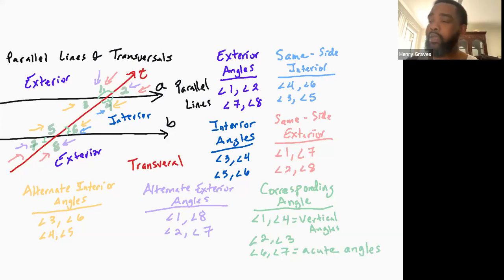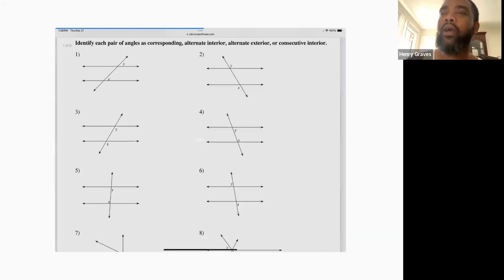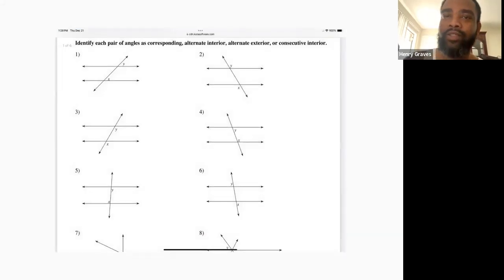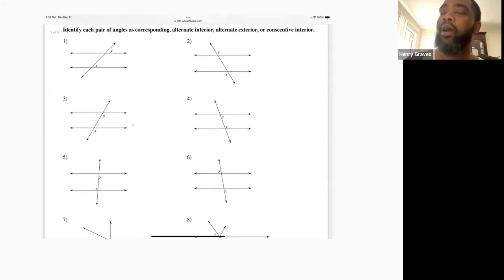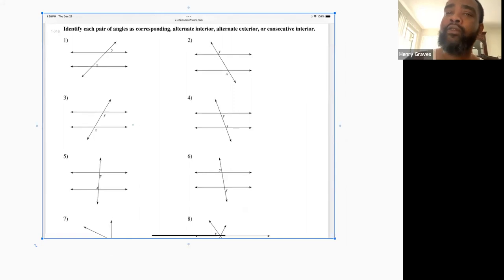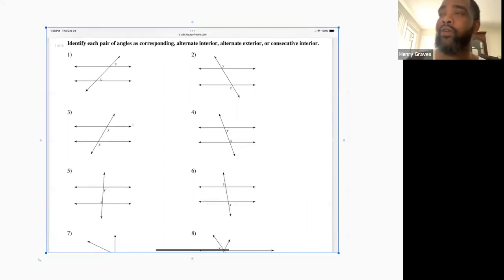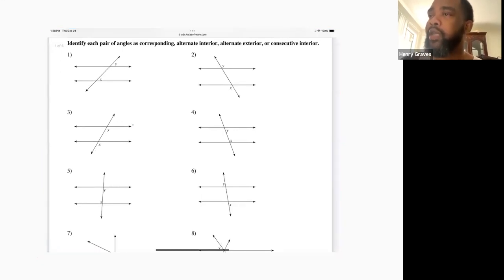Now let's actually look at some examples. So I'm going to go ahead and upload. There we go. So we have to identify these ones here as either corresponding, alternate interior, alternate exterior, or consecutive interior. By the way, when they say consecutive interior right here, they just mean same side interior. Same thing, same side interior.